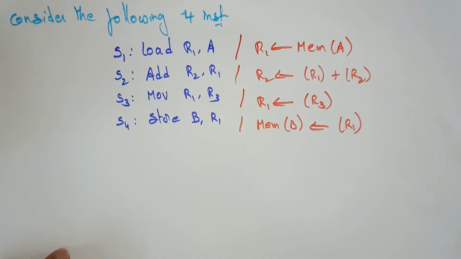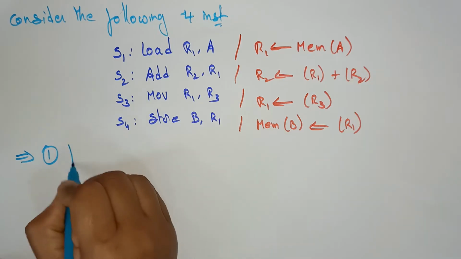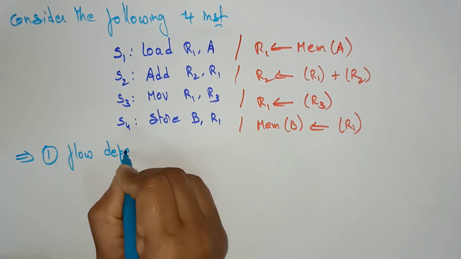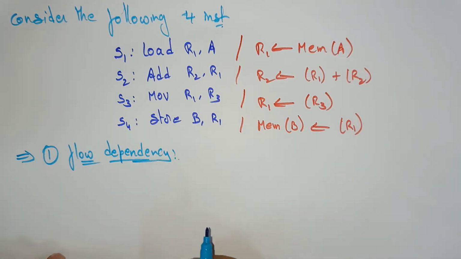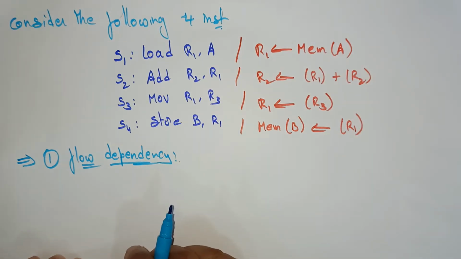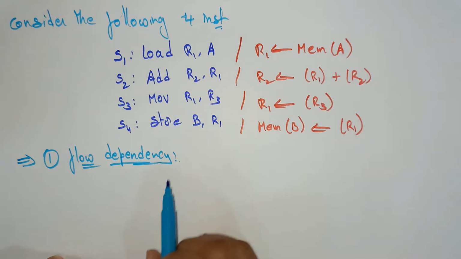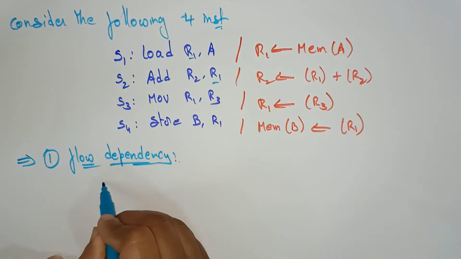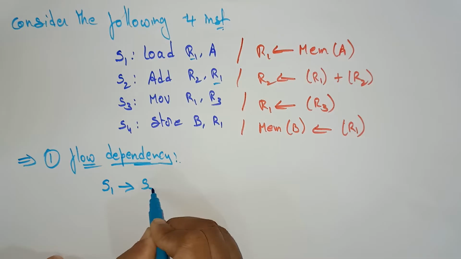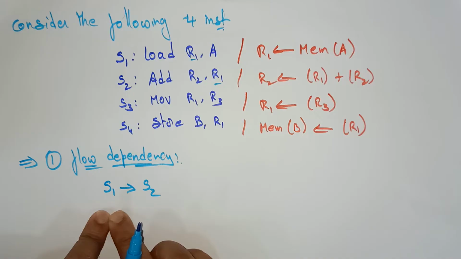Now try to identify what type of dependencies are there. The first type is flow dependency. Let's check whether flow dependency exists in these statements or not. If you clearly observe here, flow dependencies are there. S2 is flow dependent on S1, right or wrong? Here this is an R1 and this is an R1, right? So the first one is S2 is flow dependent on S1. S1 is determining S2.